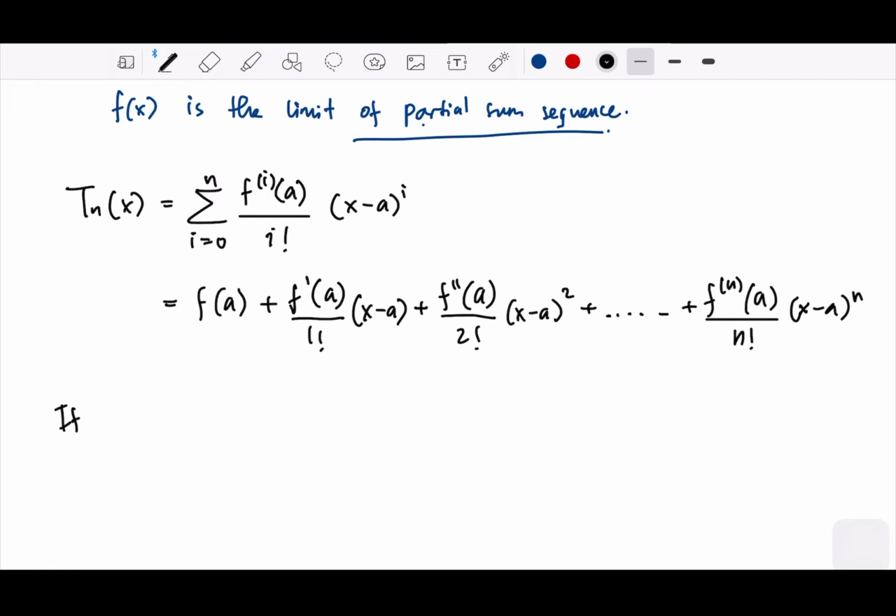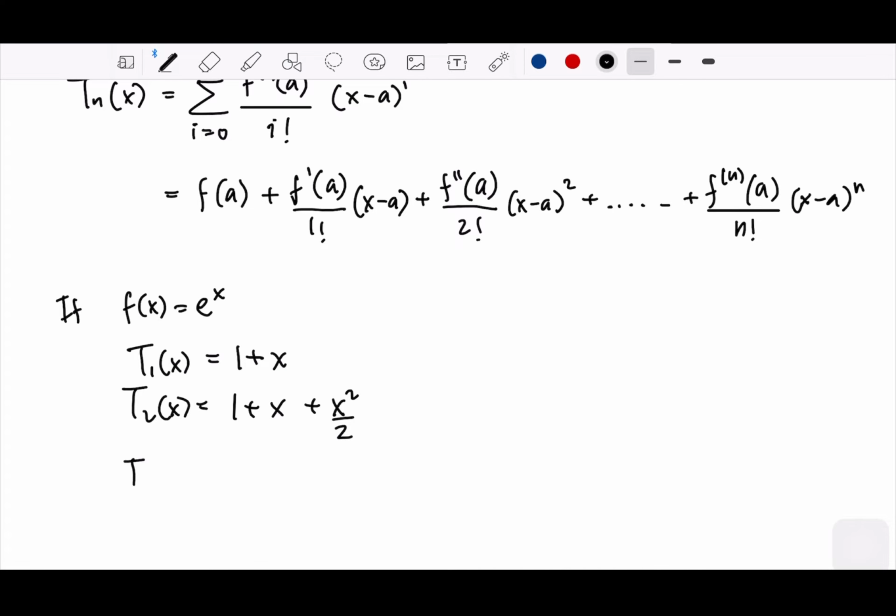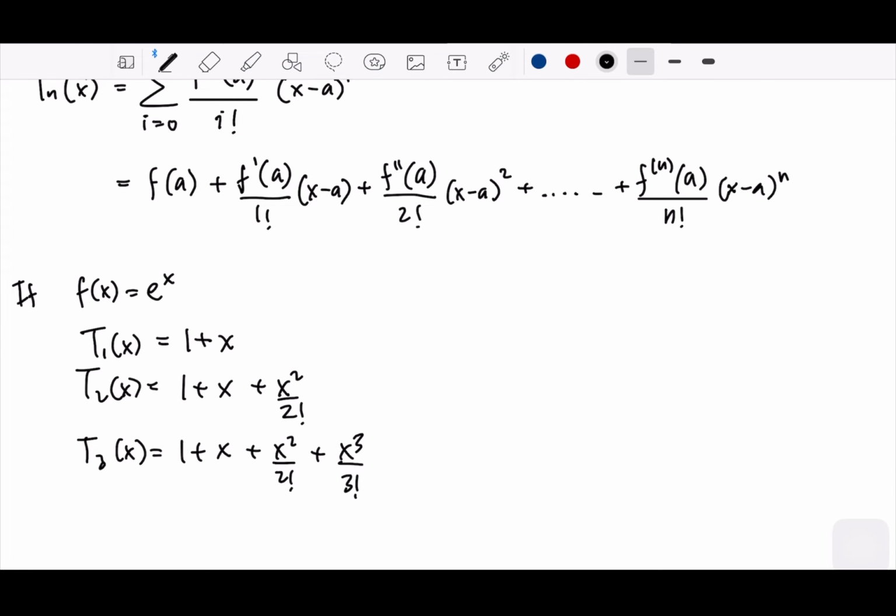So if the function is e to the x, okay, and we know the T1 also from the power series, this will be 1 plus x, right? And if we have T2, this will be 1 plus x plus x squared over 2 factorial. T3 will also be 1 plus x plus x squared over 2 factorial plus x cubed over 3 factorial. Okay, and we have more and more as we increase the n. If we look at the graph, or check using GeoGebra or any graphing calculator, you will see that 1 plus x is just a straight line. T2 will be a quadratic, and T3 a cubic.